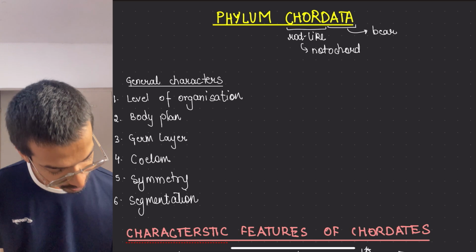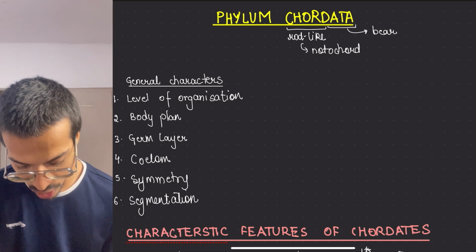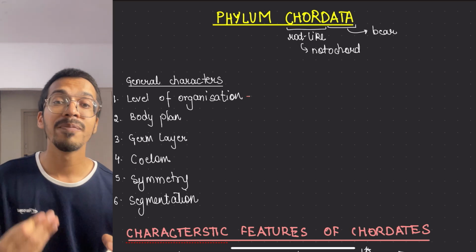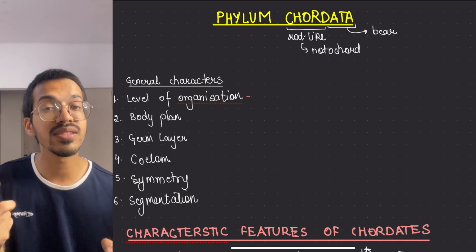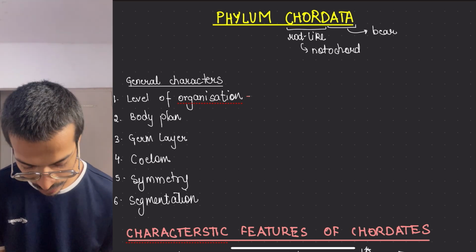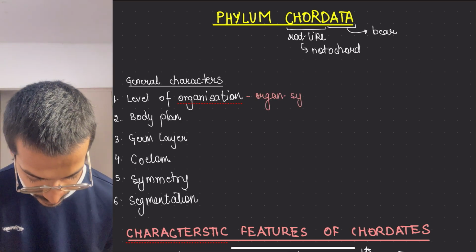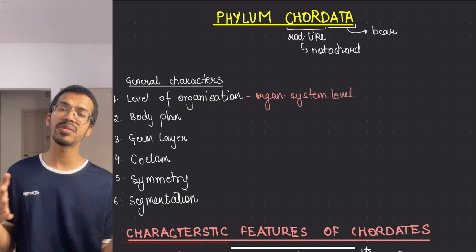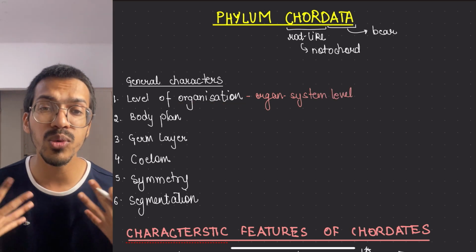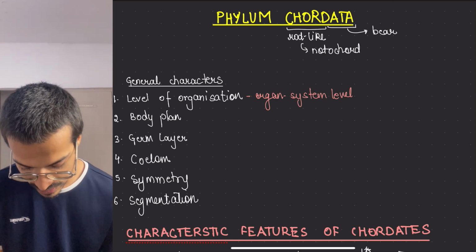Moving on to the general features. So general features wise, the first one is what? Level of organization. They are multicellular organisms, and what kind of level? That is organ system level. Chordate, so I belong to what? Chordate. Humans are the most advanced version of the chordates. Okay, so organ system level.